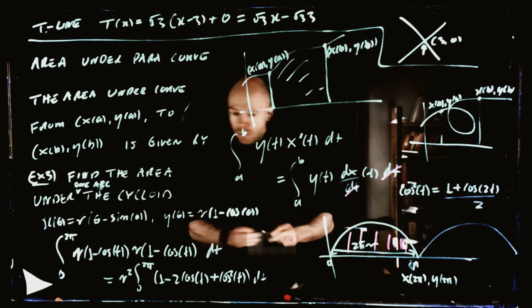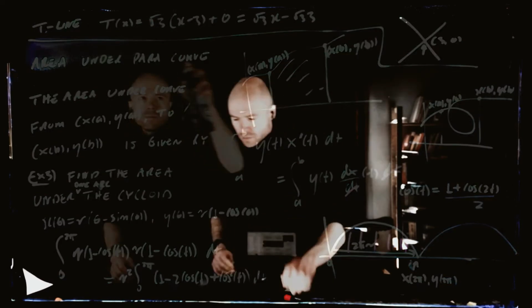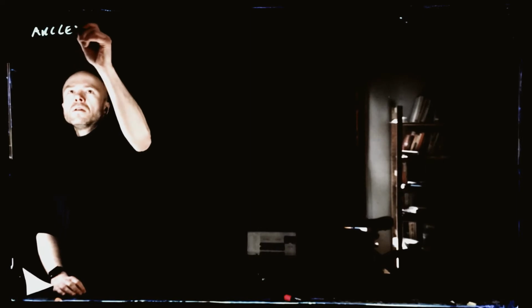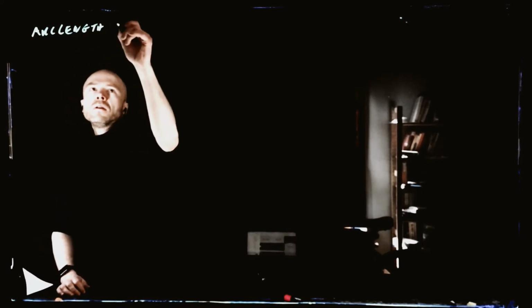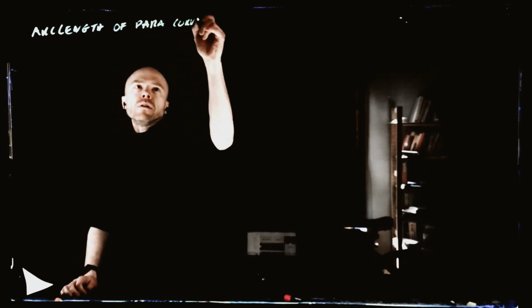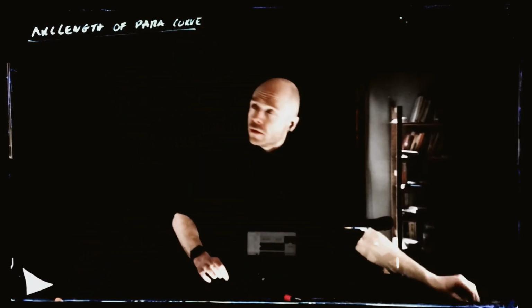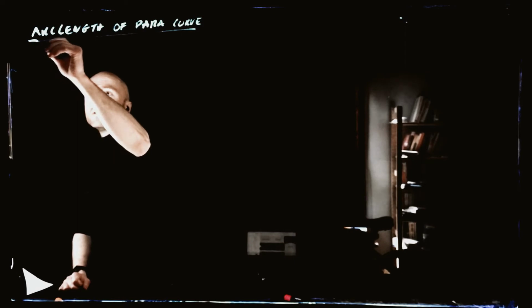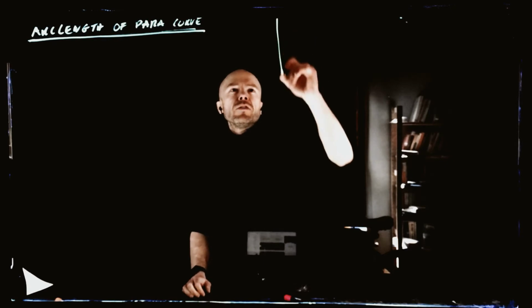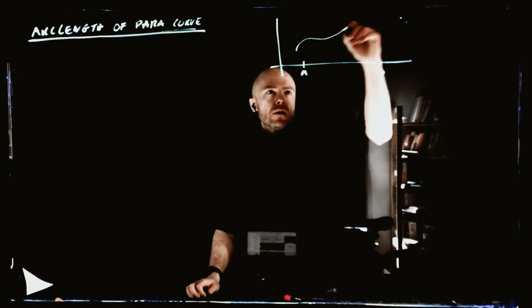We still have yet one more thing to learn, and that is arc length of a parametric curve. So we've learned about arc length of an ordinary curve, right? So, a function from x to y, if we have some interval a to b, and this is the graph.